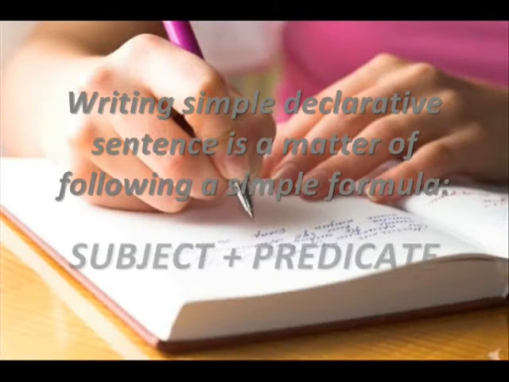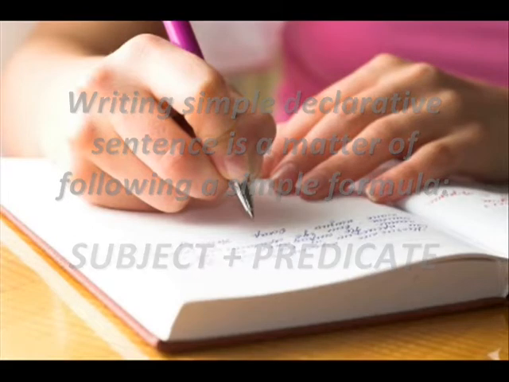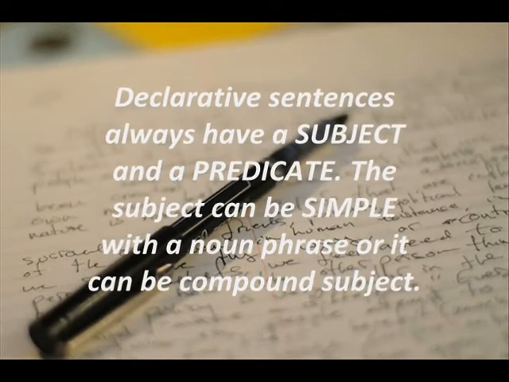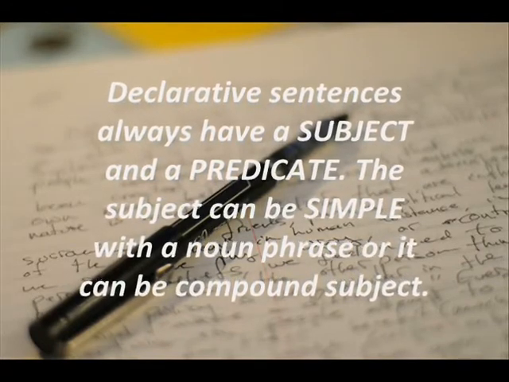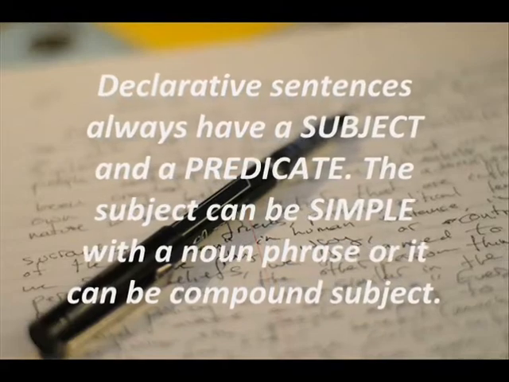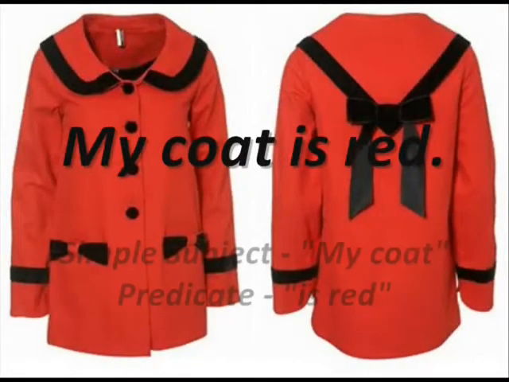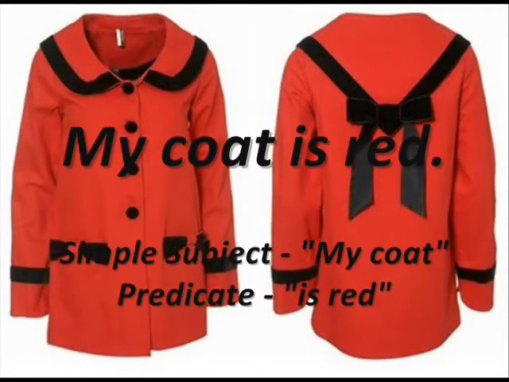How to make a declarative sentence. Writing a simple declarative sentence is a matter of following a simple formula: the subject plus predicate. Declarative sentences always have a subject and a predicate. The subject can be simple with a noun phrase, or it can be a compound subject, and after the sentence, be sure to put a period. Here is an example for you.